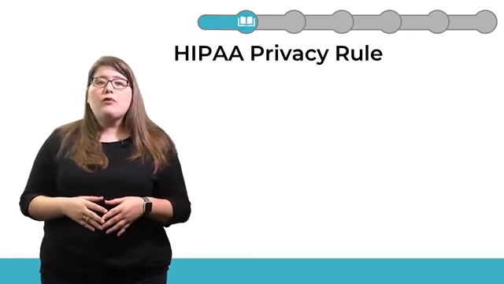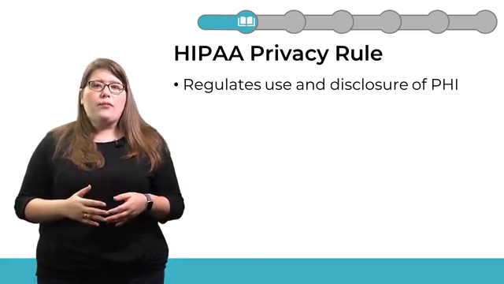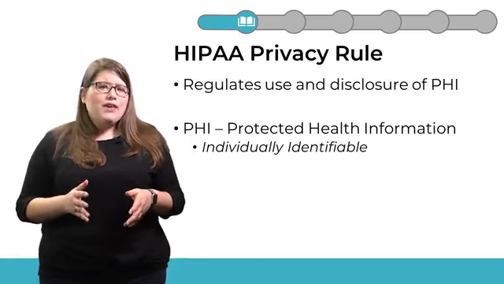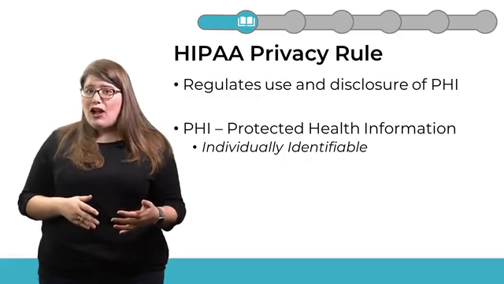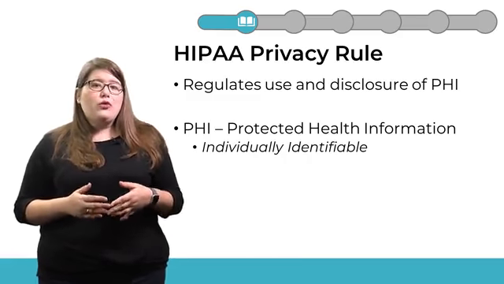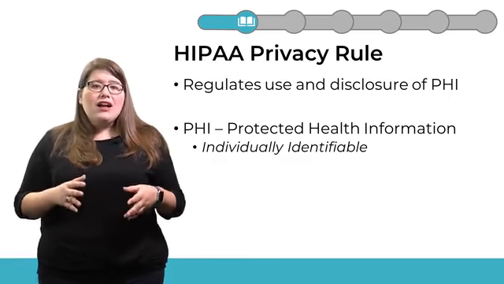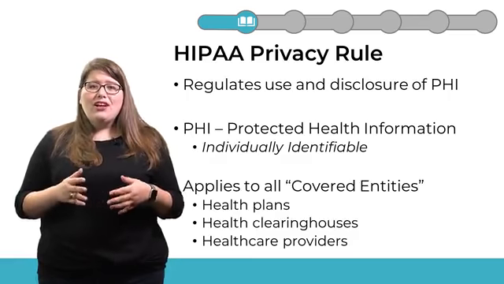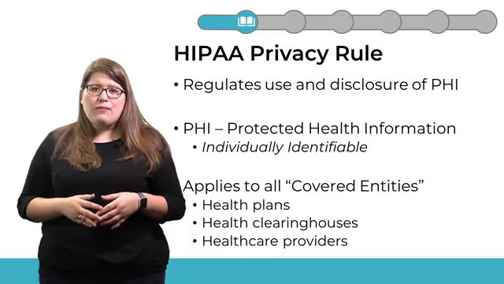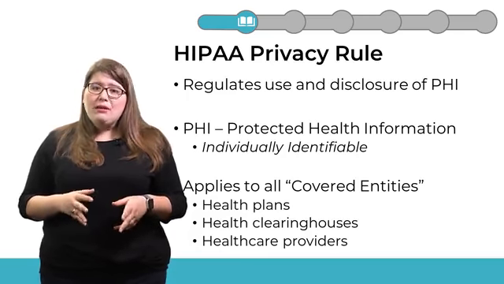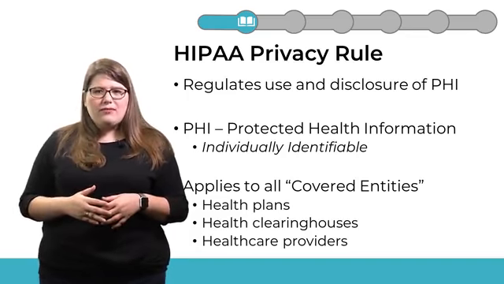One portion of HIPAA is the Privacy Rule, which sets out regulations on the use and disclosure of protected health information, or PHI. PHI is health information considered to be individually identifiable, things like demographic data and any data related to an individual's physical or mental health that could reasonably be used to identify them. Covered entities are those health plans, clearinghouses, and healthcare providers who electronically transmit any health information. The Privacy Rule defines and limits the circumstances around when PHI may be used or disclosed by covered entities.